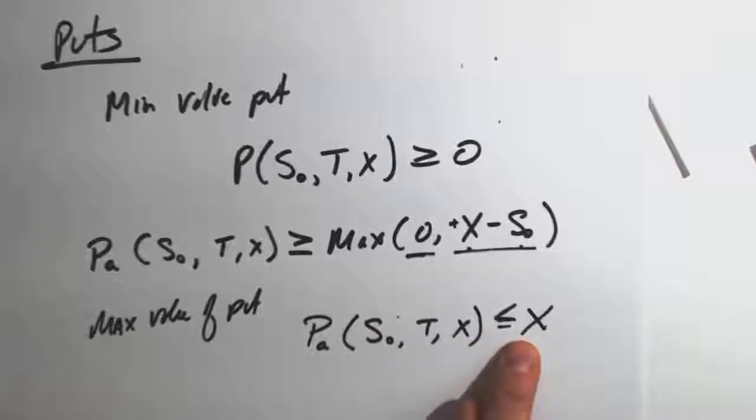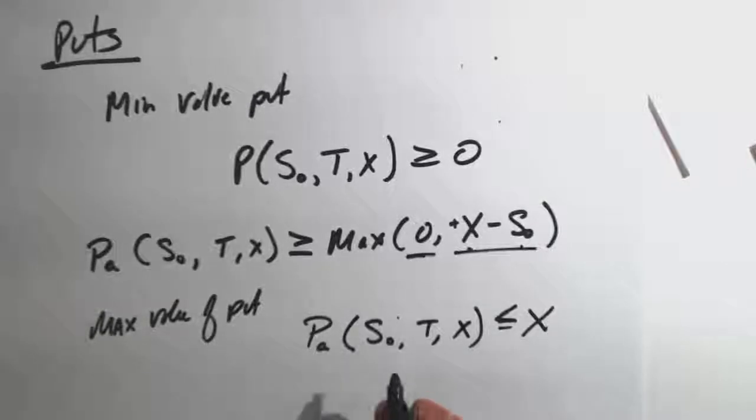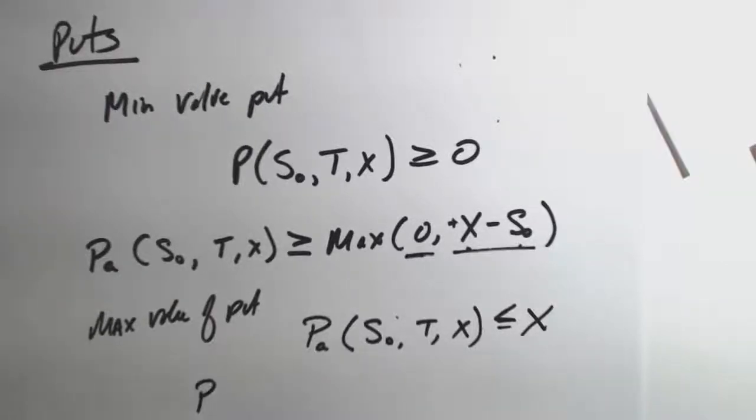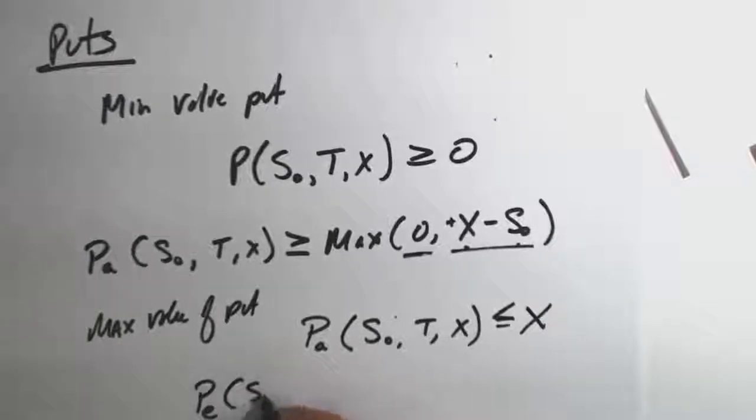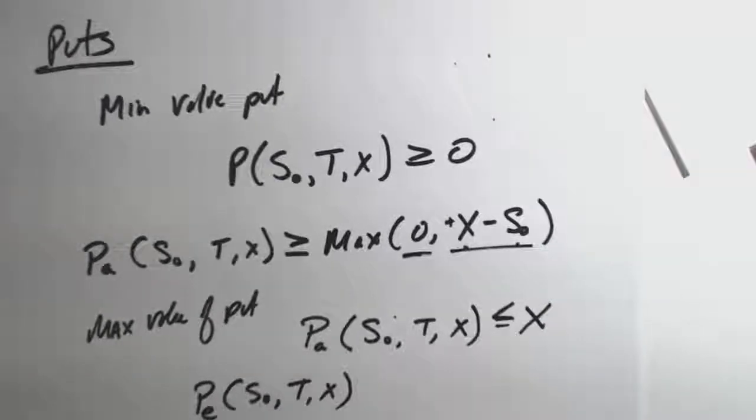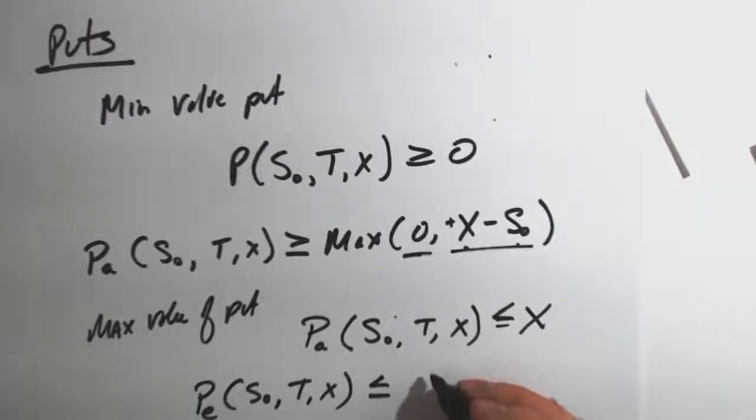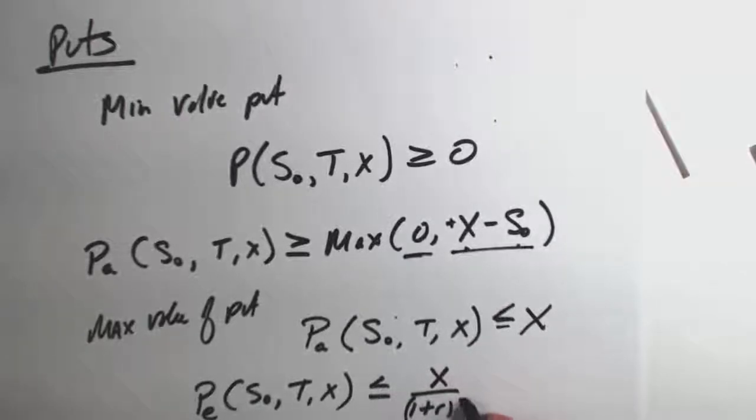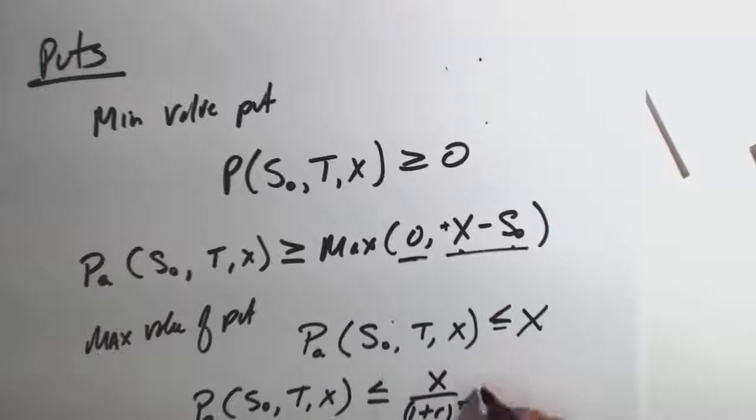Notice the funny thing about this upper bound: it's a constant. X doesn't change. Now for a European, you have to delay getting your hands on the strike, because you have to delay exercise, which means the upper bound is a bit lower. It's going to be X discounted back at the risk-free rate, so this is the present value of X.